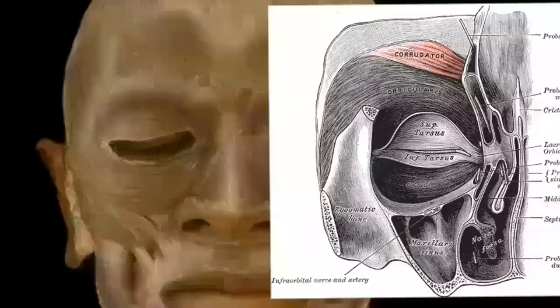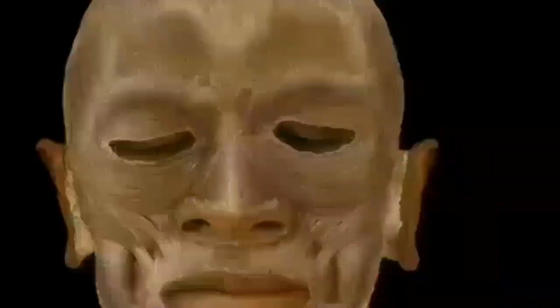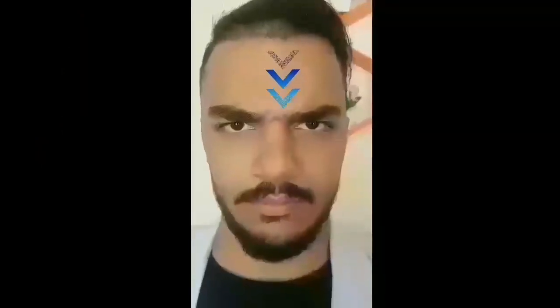Okay, we will see also the action of this muscle in a short video later. This is the corrugator supercilii muscle. The action of this muscle is explained in this video by frowning action. Okay, making wrinkles in the skin between the eyebrows.